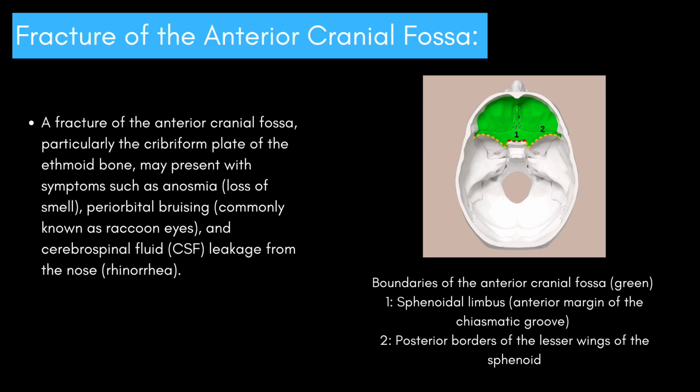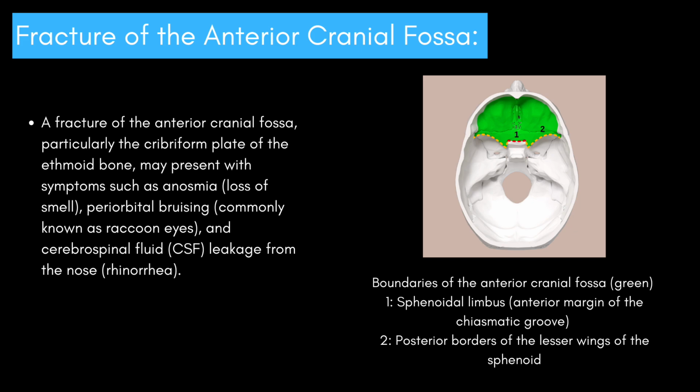Let's start off by taking a look at the fracture of the anterior cranial fossa. A fracture of the anterior cranial fossa, particularly the cribriform plate of the ethmoid bone, may present with symptoms such as anosmia, loss of smell, periorbital bruising, commonly known as raccoon eyes, and cerebrospinal fluid, CSF, leakage from the nose, rhinorrhea.